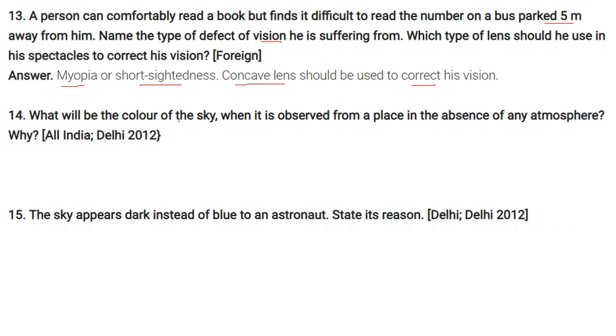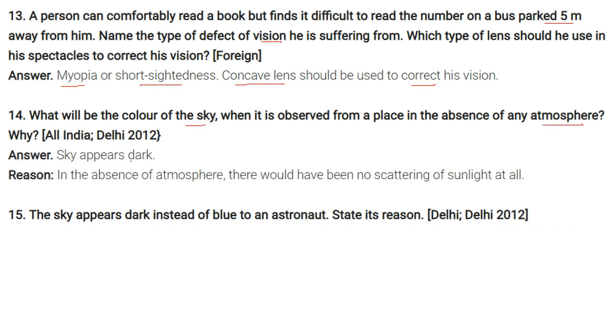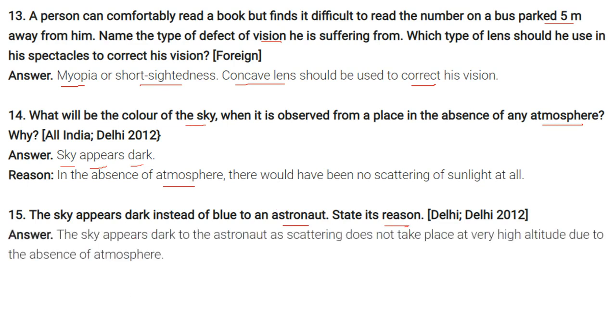What will be the color of the sky when it is observed from a place in the absence of any atmosphere? Why? The sky is going to be dark. The sky will appear dark because if we have no atmosphere, there will be no scattering of sunlight at all. It will be all dark. The sky appears dark instead of blue to an astronaut. State the reason. This is because there is no scattering. Scattering does not take place at very high altitude because of the absence of atmosphere.